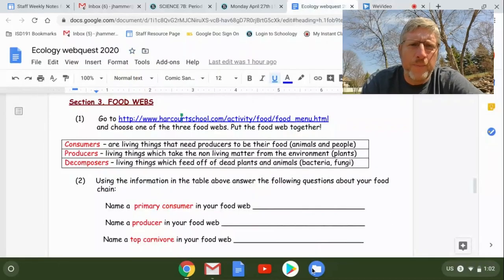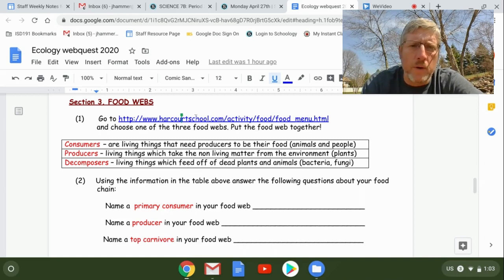Okay, section 3 for the Ecology Webquest is right here. What you're going to do, this one is going to take a look at the difference between consumers, producers, decomposers. Consumers, I'm just reading out the sheet, are living things that need producers to be their food. They're animals and people. They are things that have to eat things. A producer is a living thing that makes their own food. So these would be our plants. And then decomposers are the things that break down all of the living things and recycle the nutrients so it can be a cycle and start over again.